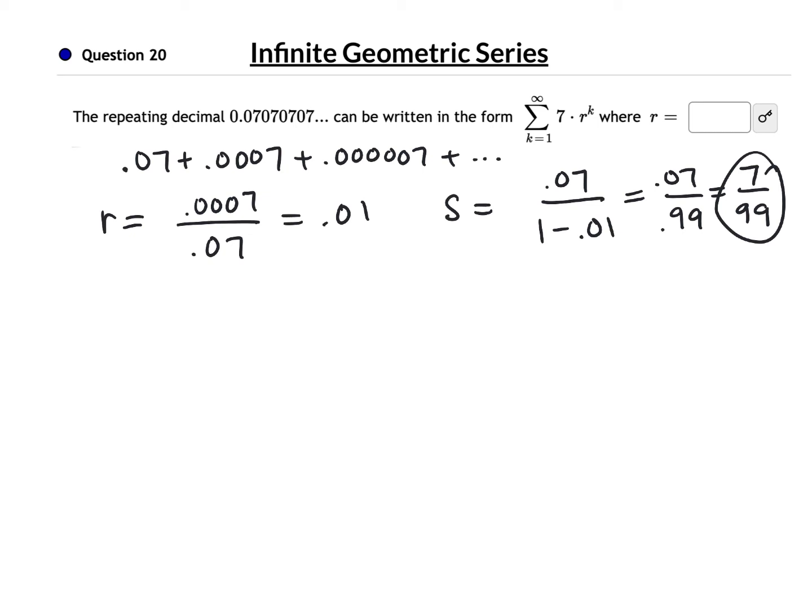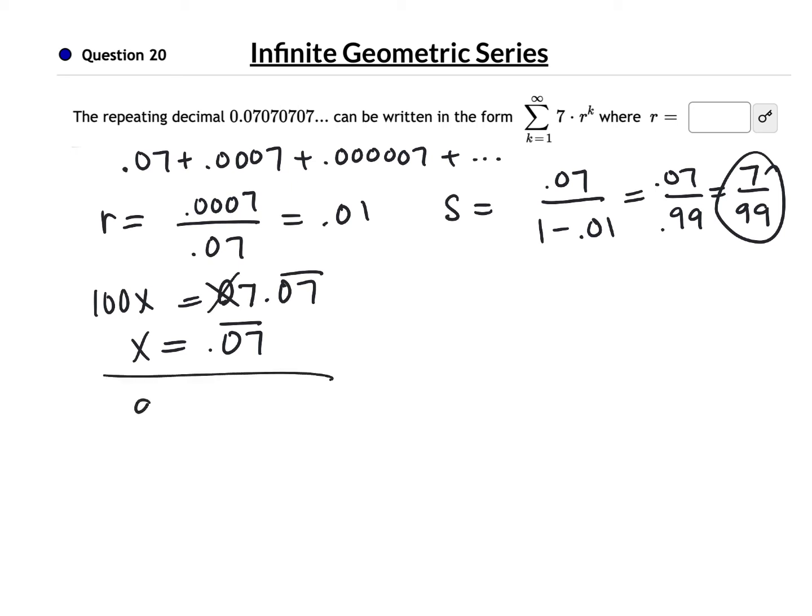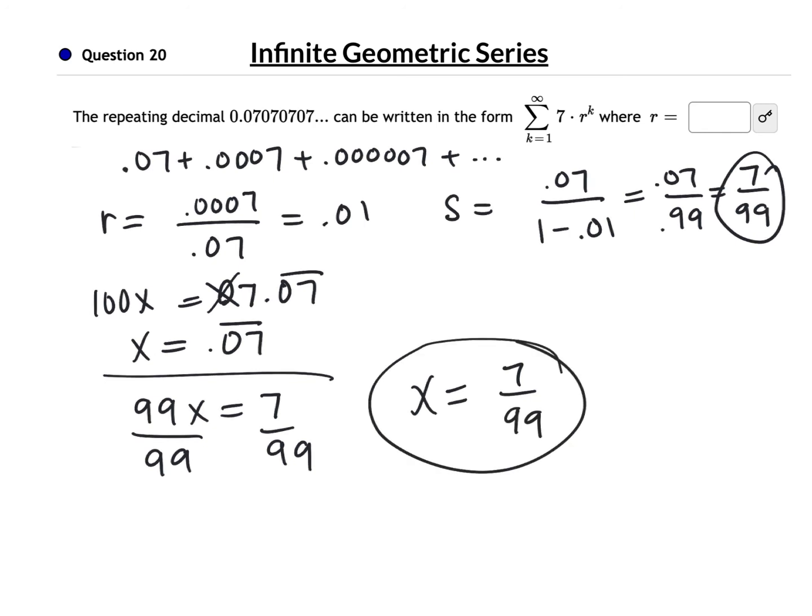The other way you could have done that is to say that x equals 0.07 repeating. And since we have two numbers that repeat, the 0 and the 7, we multiply both sides by 100. 100x equals 7.07 repeating, and we don't need that 0. We subtract those, we get 99x equals 7, and divide by 99, and x is 7 over 99. Either way works fine.